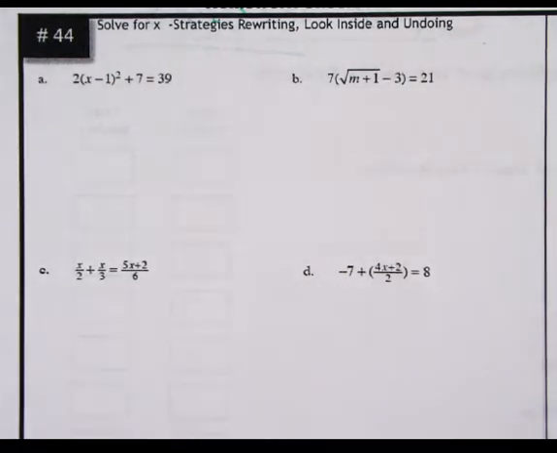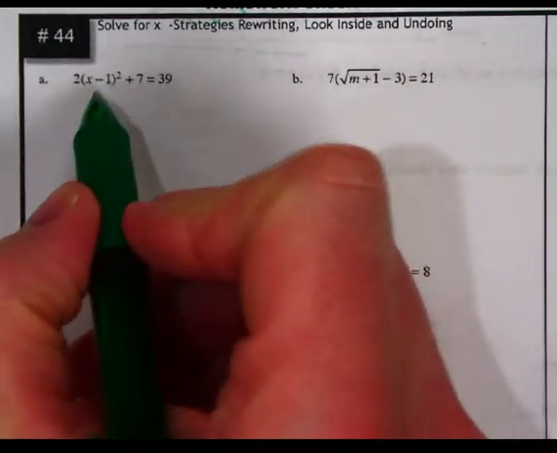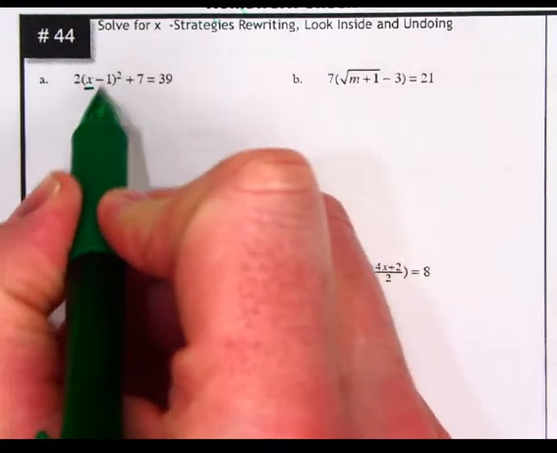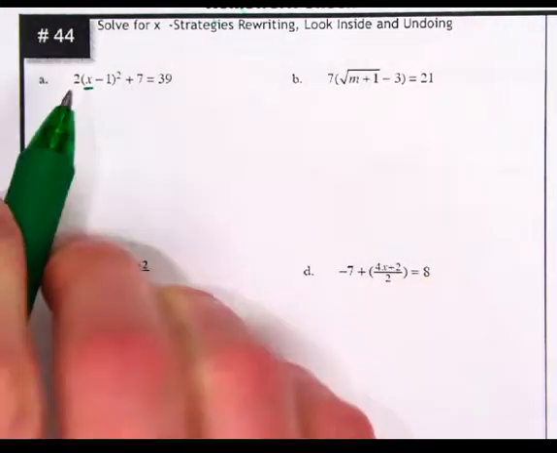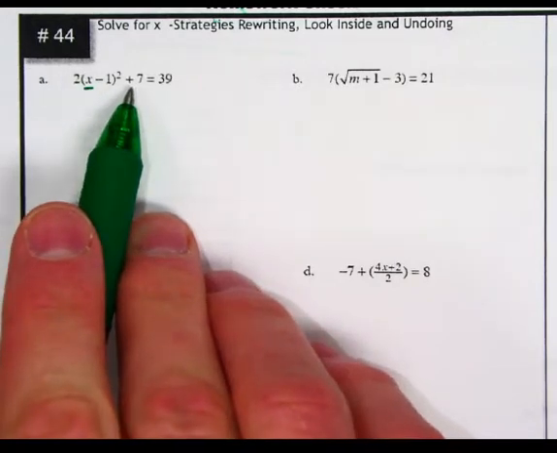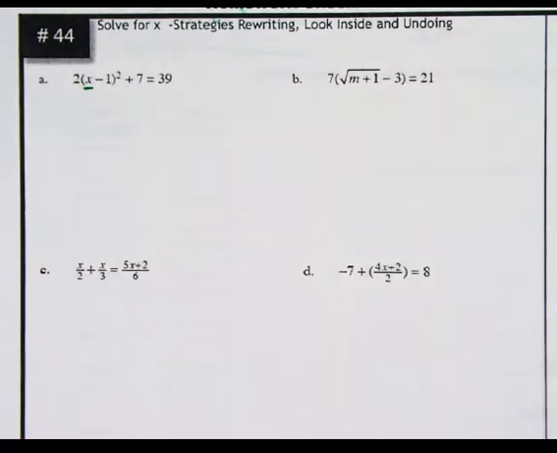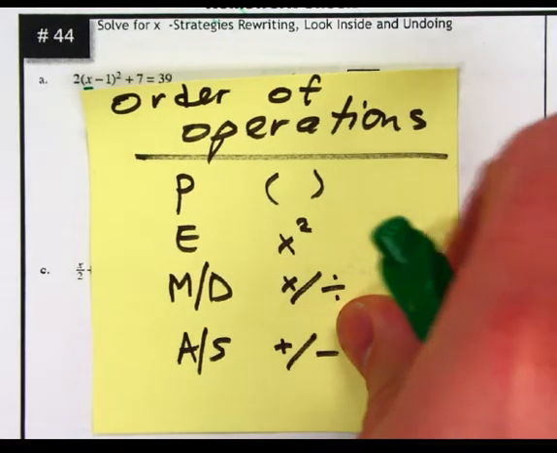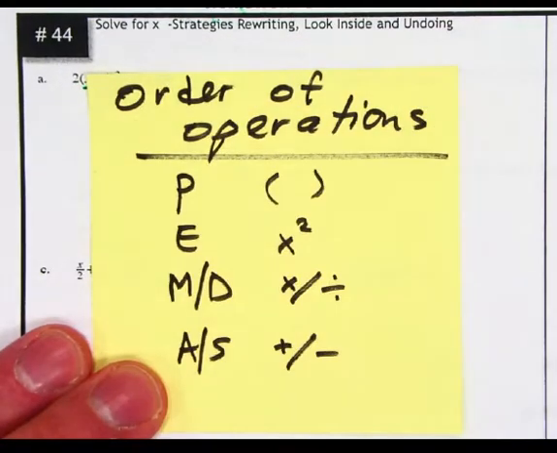In this video, let's take a look at target 44, solving for x, strategies such as rewriting, looking inside, and undoing. When you're doing this, the big idea is that the goal or the purpose is to get that letter alone. So in this problem here, we see the x is inside this parentheses and this squared. It's also having this term where it's being multiplied by 2, and then it's adding 7 over here. Well, when you're solving an equation trying to figure out the answer for x, what you end up doing is you end up using the orders of operations in reverse order.